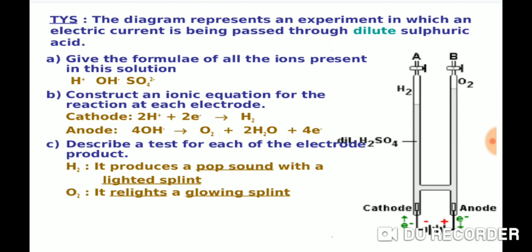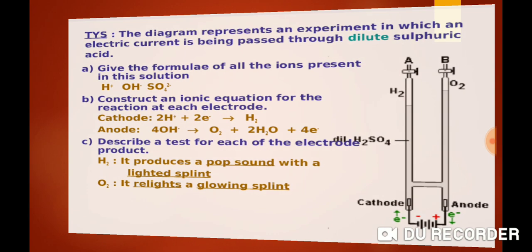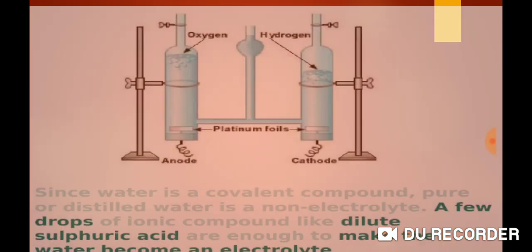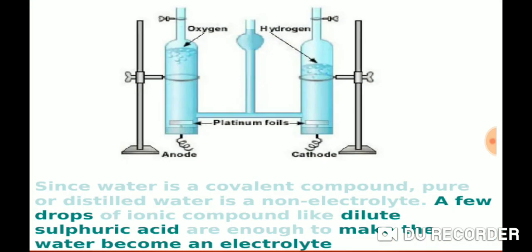The hydrogen which is produced always gives a pop sound with a lighted splint. Or we can say that hydrogen always burns with a pop sound, whereas oxygen relights a glowing splint, which means it helps in burning. So this is how the electrolysis is carried out for sulfuric acid, at anode and cathode. The same process which we have done just now.